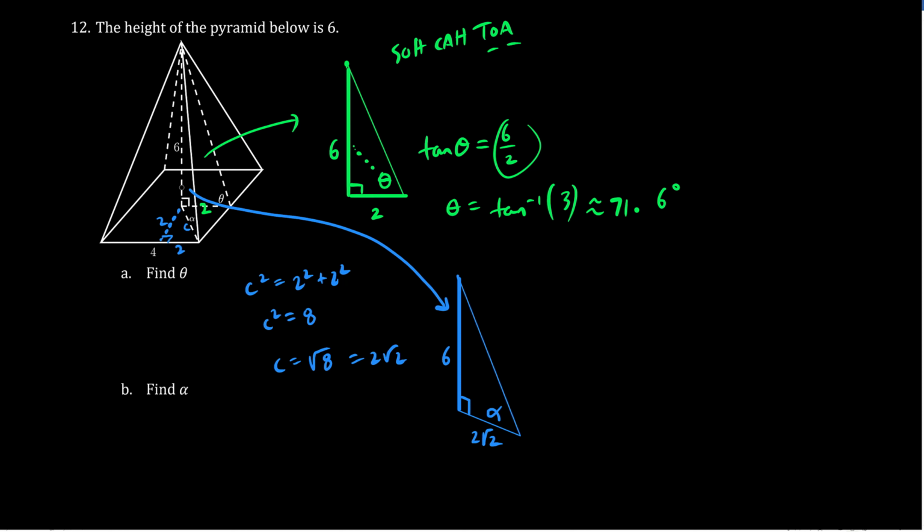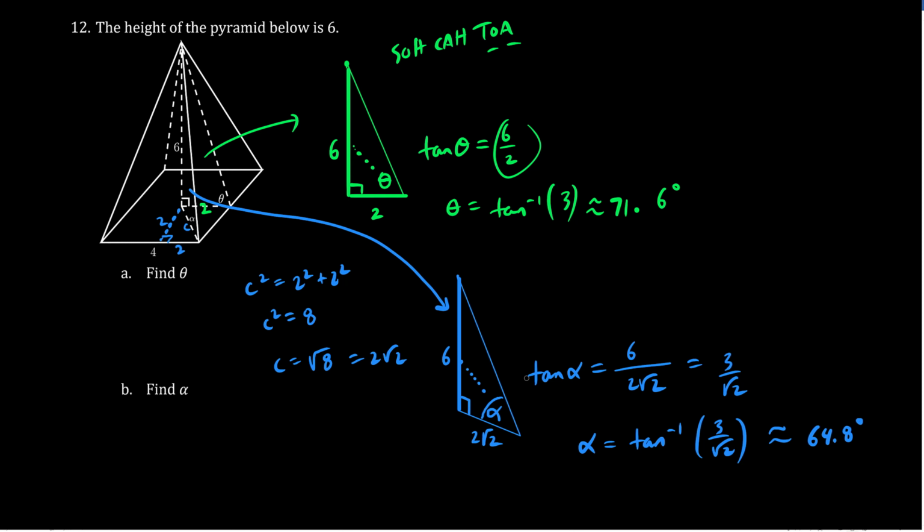So we now redraw this inner triangle. Over here, it is a right triangle, even though the perspective might show otherwise. And we're interested in this angle, alpha. And we have the information opposite over adjacent. So we use tan. Tan alpha is equal to opposite over adjacent. So if you really want to simplify, 6 divided by 2 is 3. So we could say 3 over root 2. So alpha is equal to tan inverse of this number, which is approximately, with a calculator, 64.8 degrees.